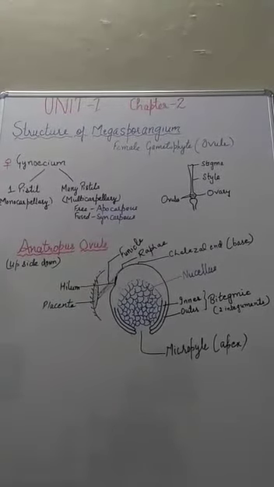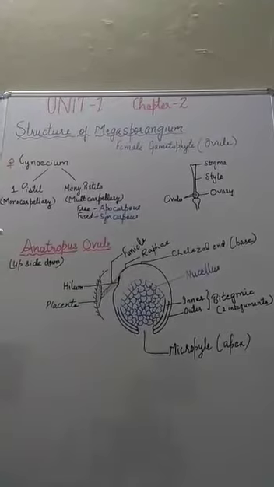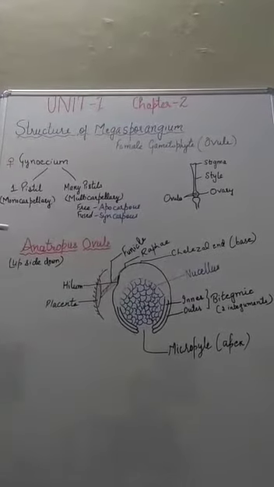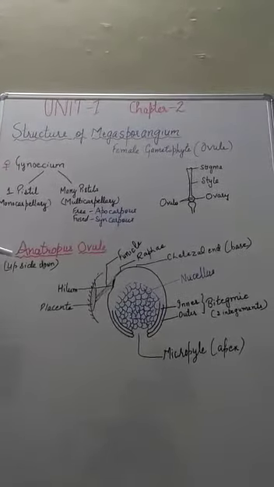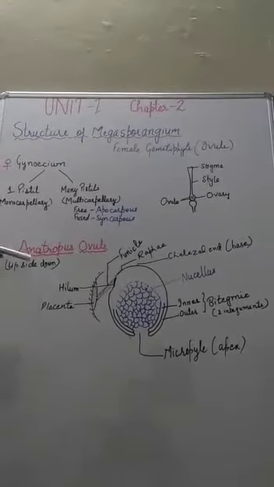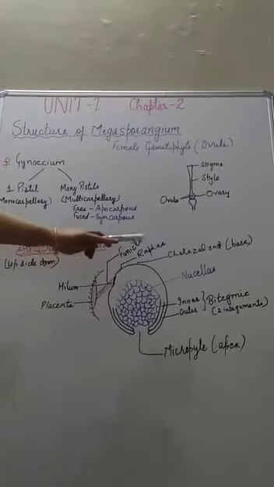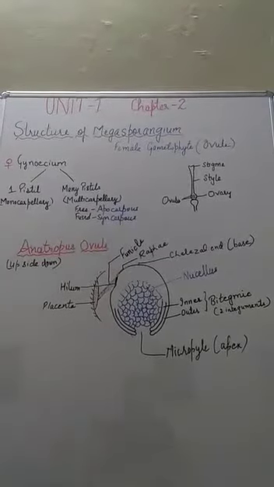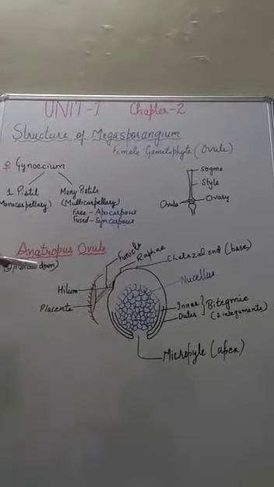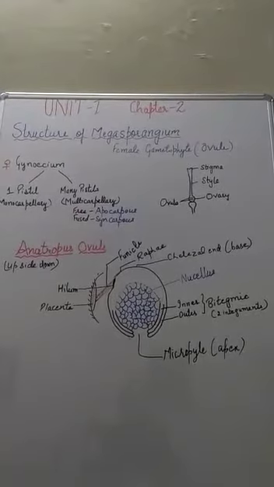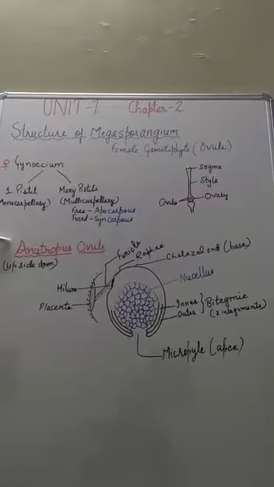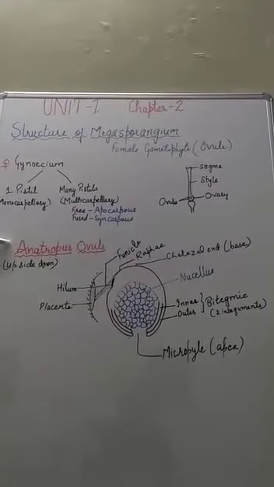In case of angiosperms, the ovule is anatropous. Anatropous means it is upside down. That means the apex is on the lower side and the basal part or the base is at the top. So this type of upside down ovule is called anatropous ovule.